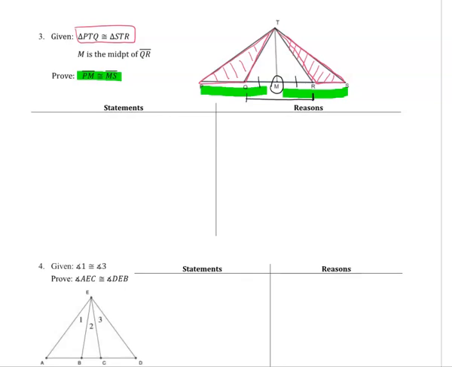So in the given, why do you think they gave me the congruent triangles? Well, that allows me to say that PQ is congruent to RS because corresponding parts of congruent triangles are congruent. If I know those two segments are congruent and QM is congruent to MR, that means I can add these two segments together to make the wholes equal. And that's the proof. All right, let's write it up.